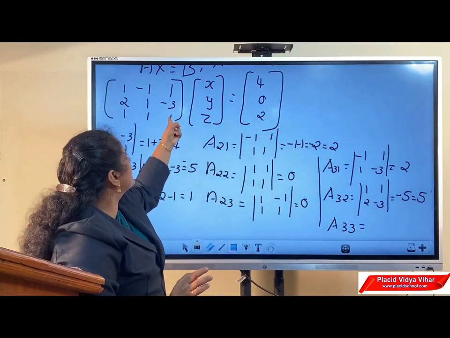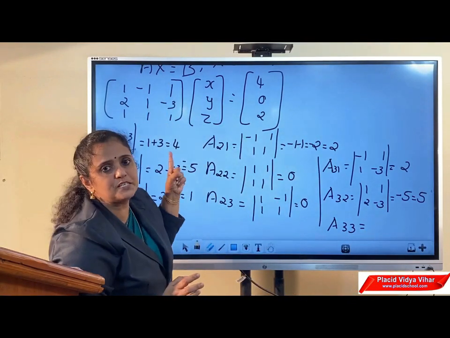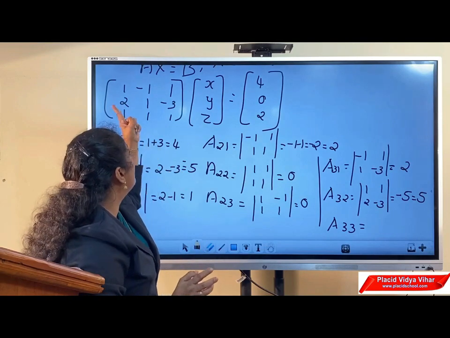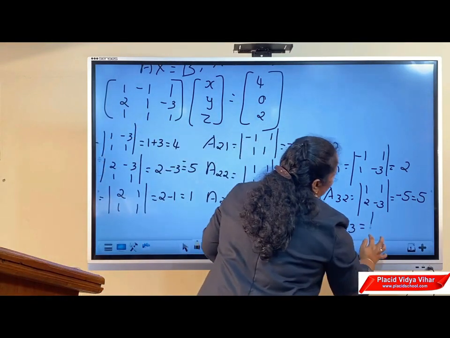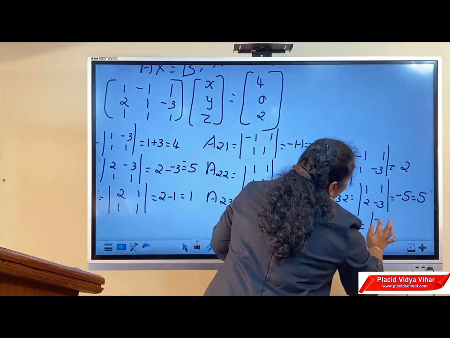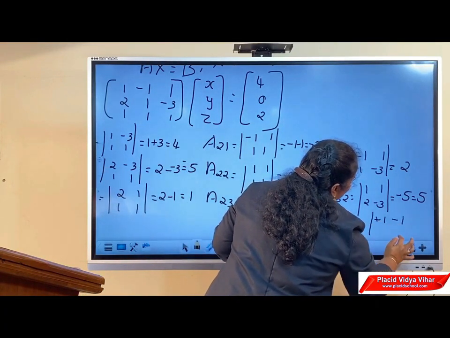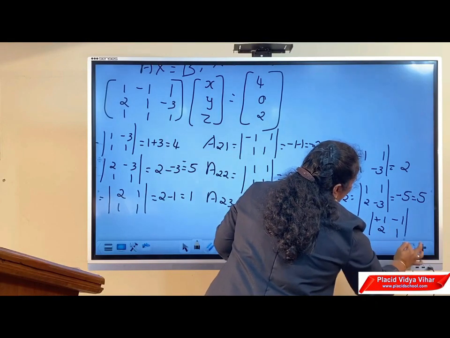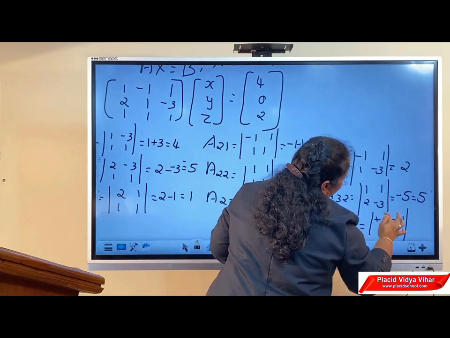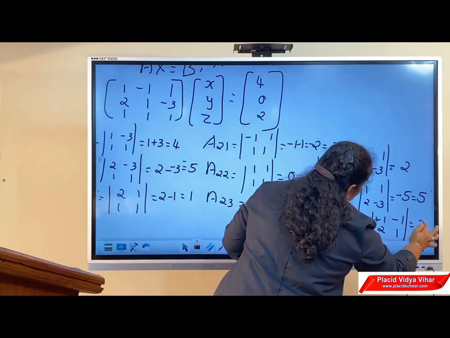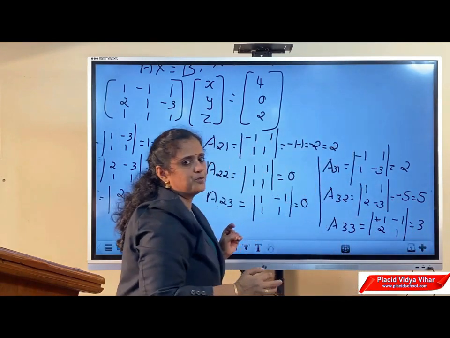The corresponding rows and columns eliminate. The remaining elements you should write in the determinant form. 1, minus 1, 2, 1. Cross multiply. 1 minus minus 2. That is 1 plus 2. The answer is 3. That element is also positive.